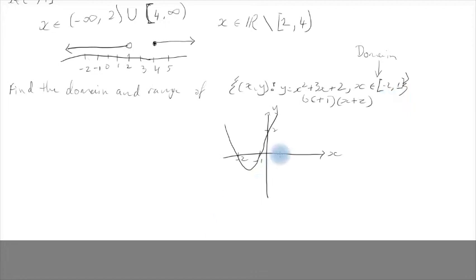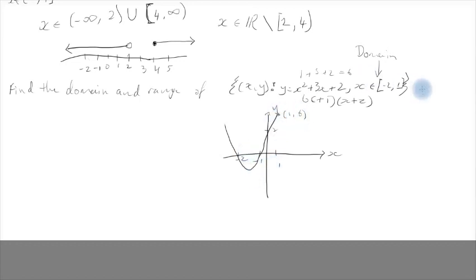So here's 1. Let's find out what this actually is when x is 1. When x is 1, we've got 1 squared plus 3 plus 2. So 1 squared is 1, so it'll be 1 plus 3 plus 2, which will be 6. So this point up here, when it's 1, it's going to be 1, 6. So that's that point there.